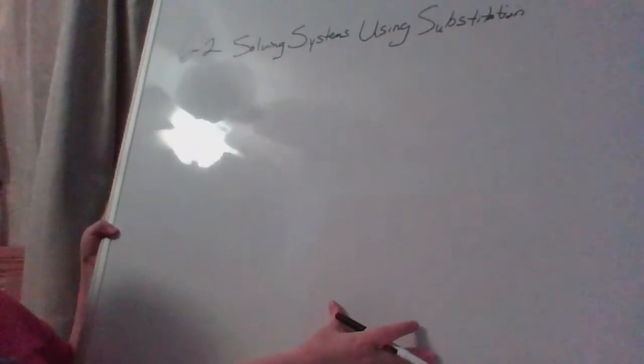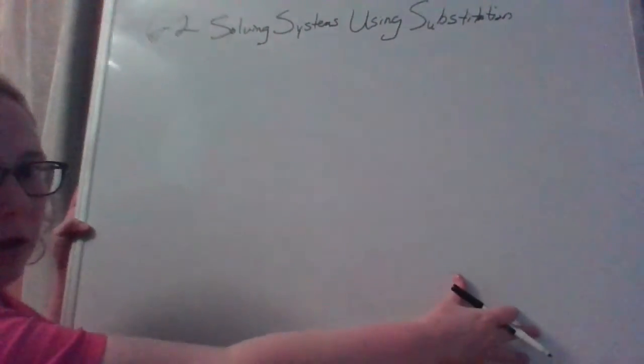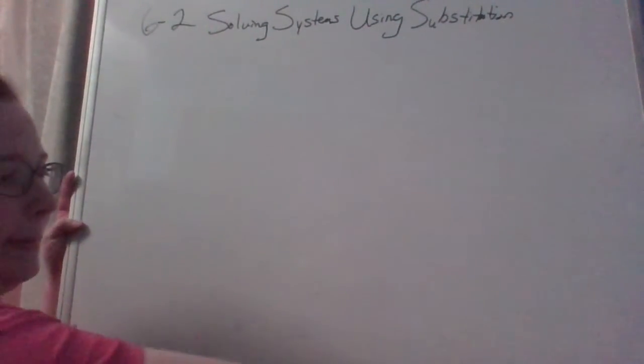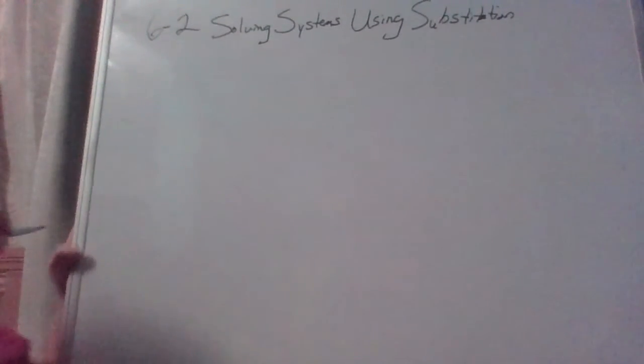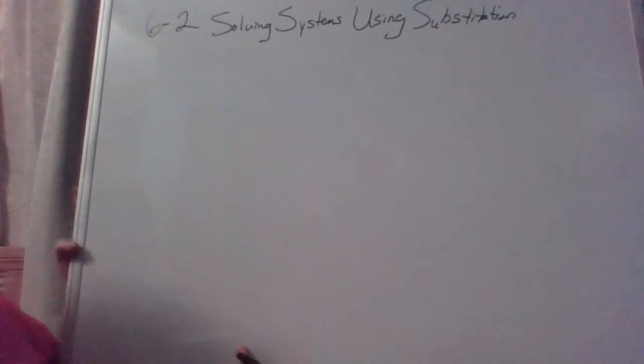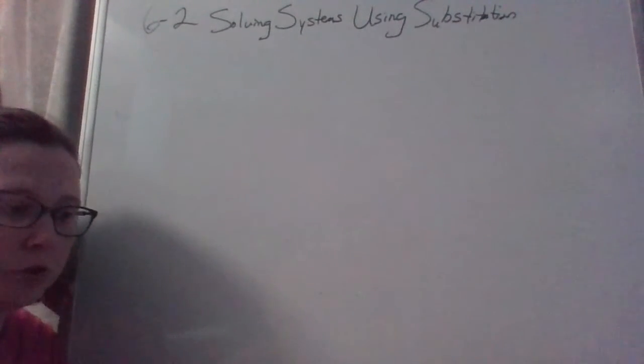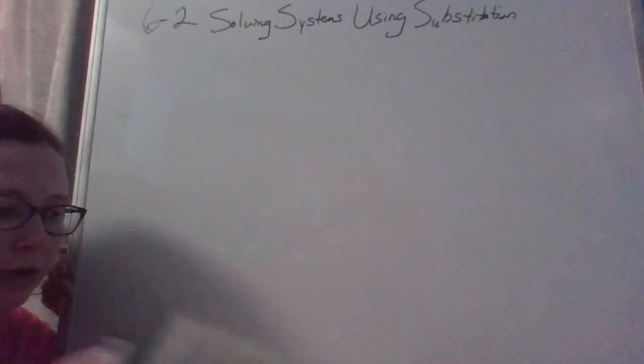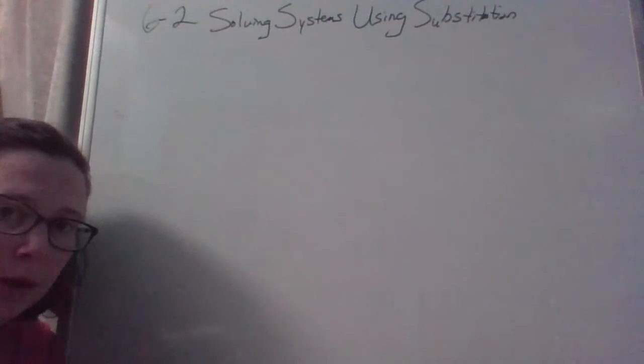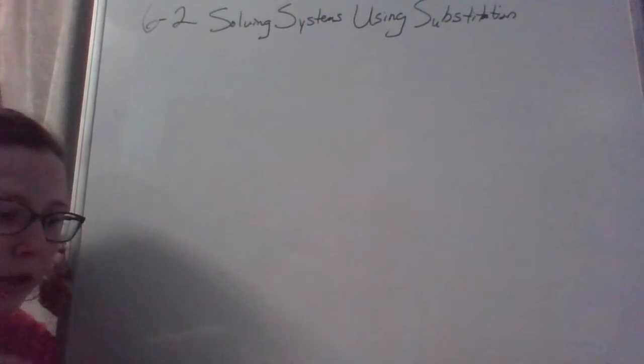All right, here we go. Our heading here is 6-2, solving systems using substitution. I did ask you to go back to 6-1 though, and grab those 2 vocab words just so you know kind of what it is we're talking about here.